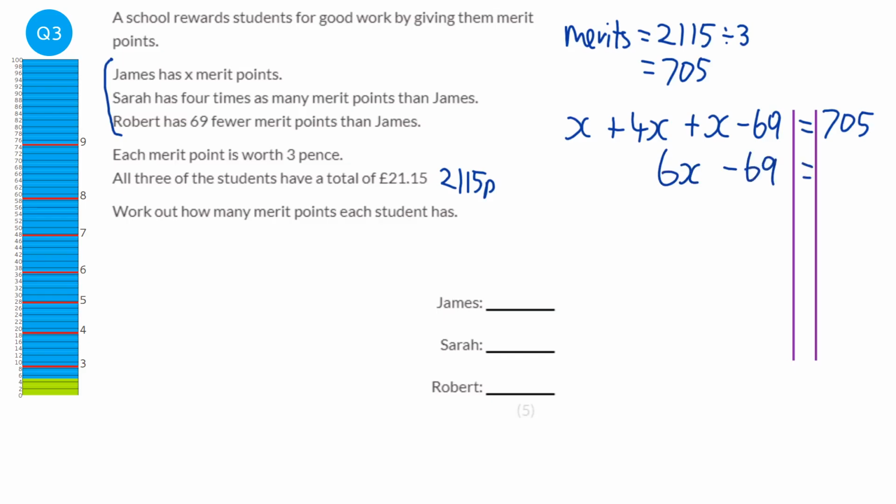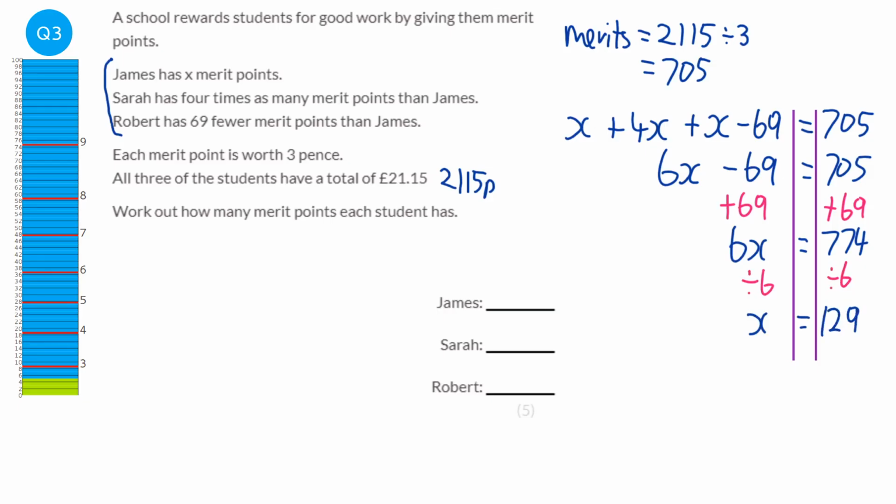Minus 69 equals 705. And we're going to add 69 to both sides. So we've got 6x equals 774. Then we're going to divide both sides by 6. And so we've got x equals 129. So x equals 129. That means James has 129. Sarah has 4 times more, so she will have 516. And Robert has 69 fewer, so we're going to take 69 away from that, and that will equal 60.